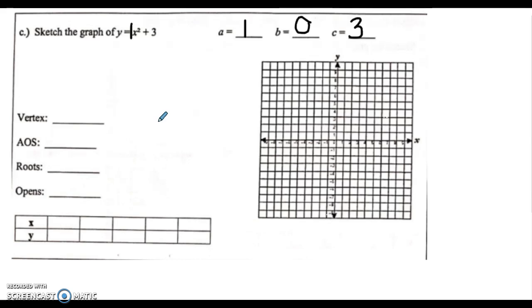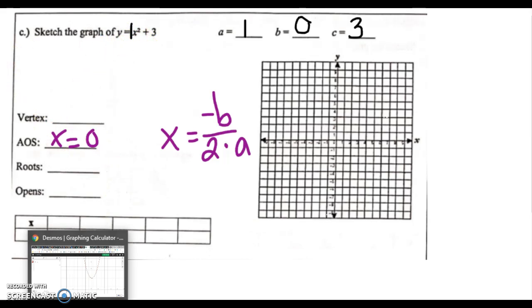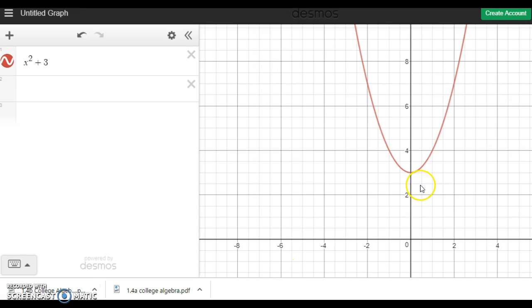Just a quick thought, the axis of symmetry, you can always find that mathematically by doing the opposite of B over 2 times A. Well, what's the opposite of 0? Good, divided by 2 times 1. So 0 divided by 2 is still 0, your axis of symmetry is at x equals 0, which is nice if you want to just do this mathematically. If I want to do it graphically, let's check. Oh look, yep, my axis of symmetry is at 0.